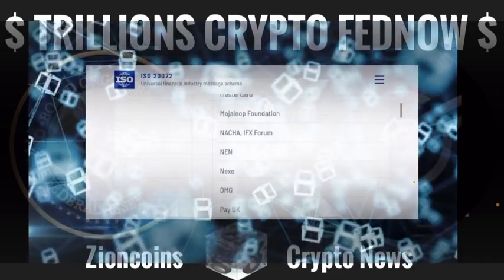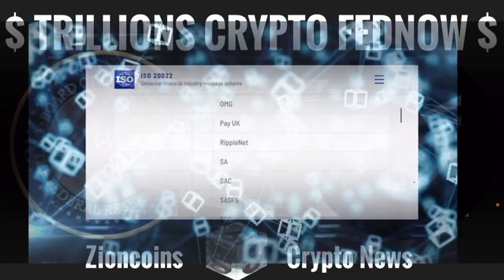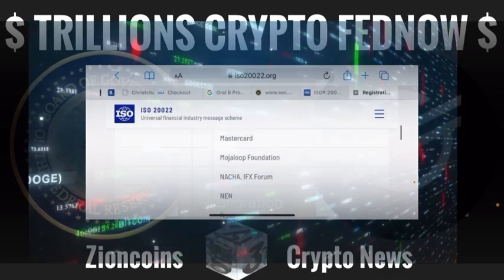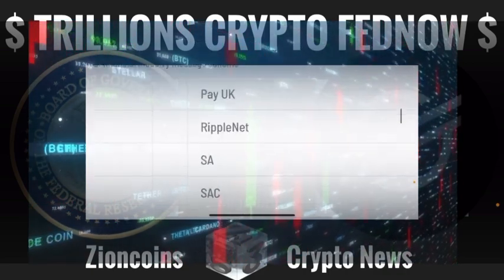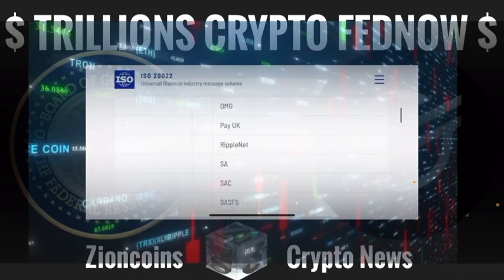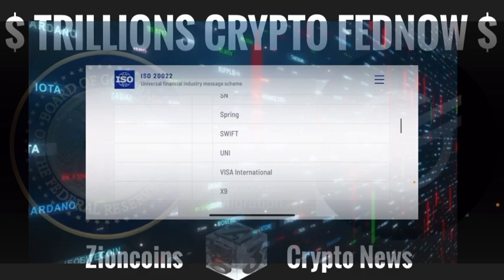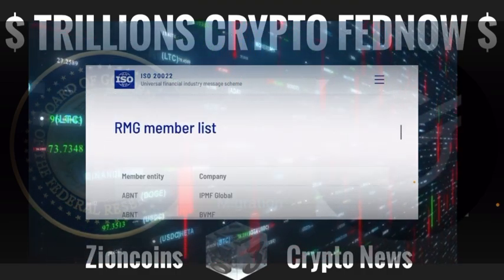You've got things like MasterCard, Nexo, Pay UK, Ripple.net. For those that didn't think Ripple was on it, they are clearly on it: Ripple.net. There you go, 100%. And Swift, obviously, this is kind of Swift's thing, Visa International. These are ones that we really expect.